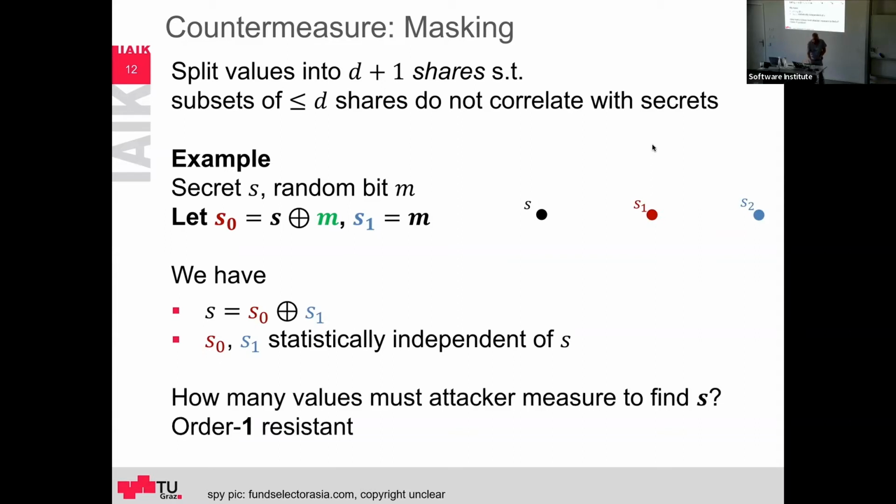So this is order 1 resistance. If you look at one of the two shares, you get nothing. If you look at both, you have the secret back. You can just blow this idea up to any order by adding shares. Okay. Then you want to do computations, right?